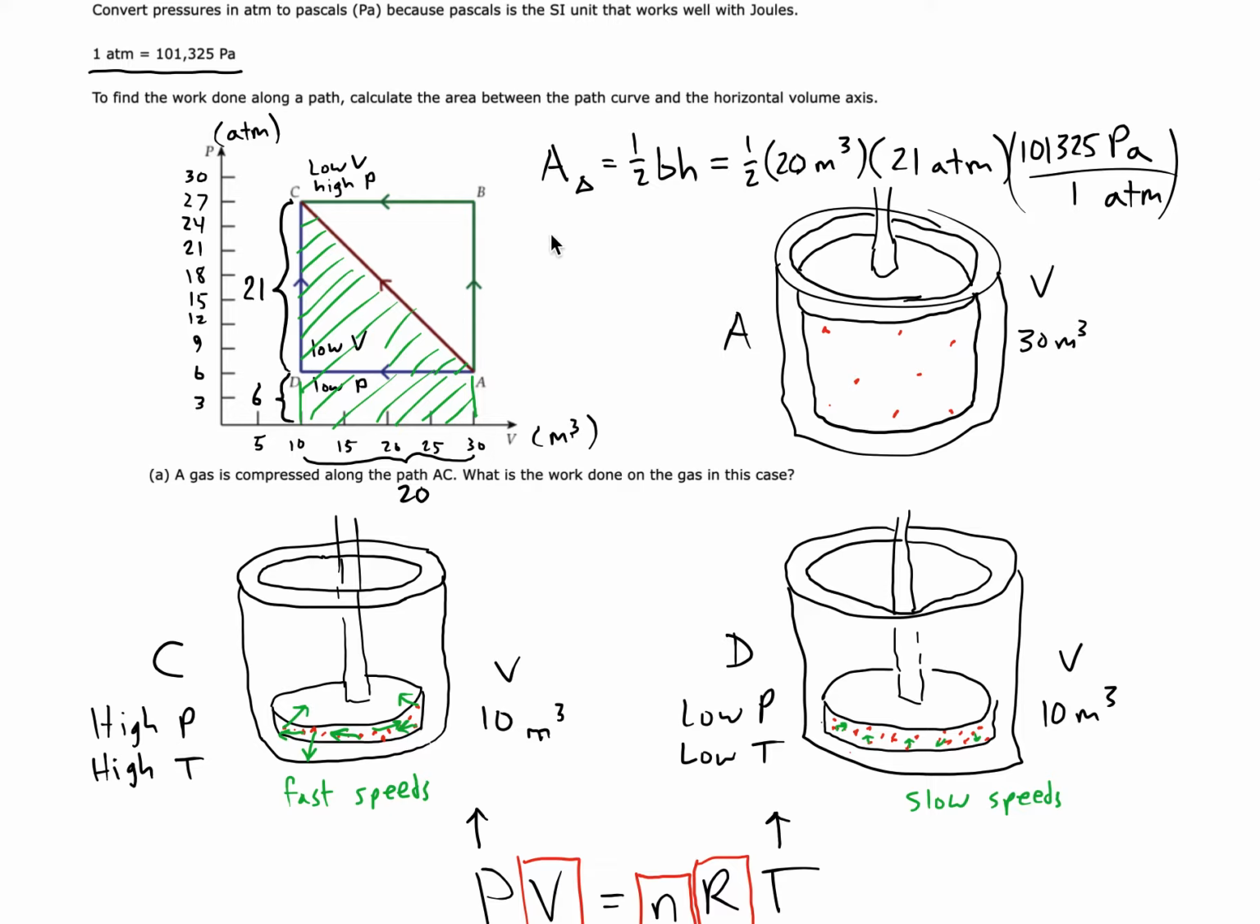I get 21 million joules. That is for the triangle. Now we also want to find the area of this rectangle down below. So the area of the rectangle will be just base times the height.